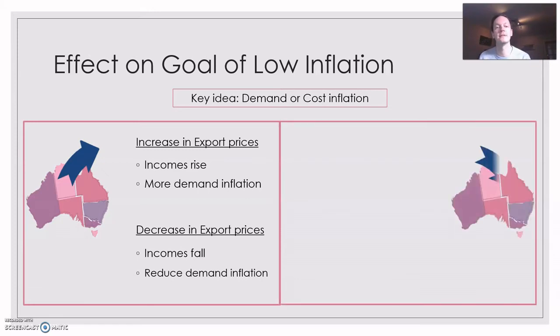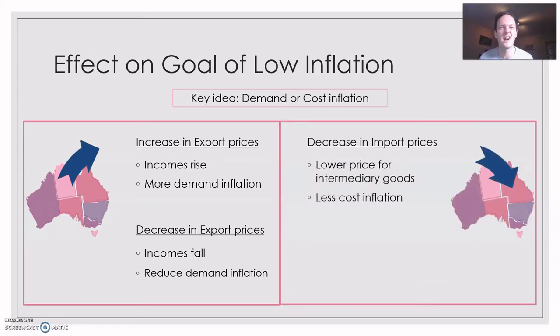On the other side, now this is all about imports. So let's keep going with our car example. So if we're importing and those cars become cheaper, actually, I'll use a different example because we need to use intermediary goods here. Let's use oil, because we import a lot of oil as a country. So if the price for oil falls, well, that's going to lower the cost of production for Australian producers, and therefore they're going to pass on those lower costs in the form of lower prices. So we're going to have lower cost inflation.